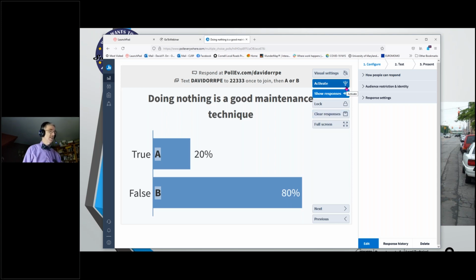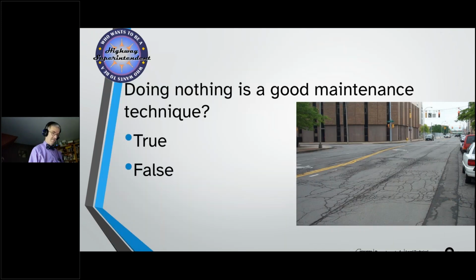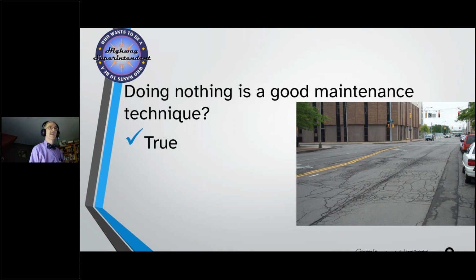Well, most of you think the answer is false. Okay. So let's go in here. Actually, it's true. Doing nothing is a technique we actually use all the time. In fact, you're doing it right now.